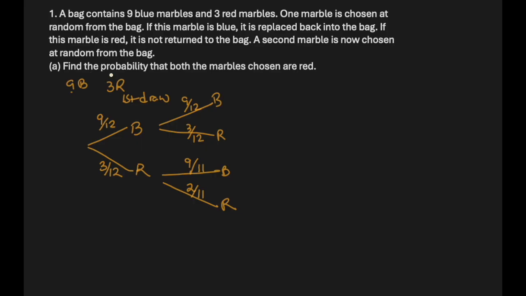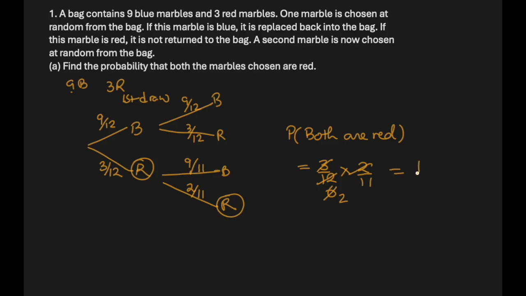Now the main question says find the probability that both the marbles chosen are red. So where are they red and red? Here in this branch they are red. There is no other branch where that is red. Both of them are red. So we can write the probability that both are red will be this first one, 3 over 12 multiplied by 2 over 11, second one, and that will be 6 over 132, so 1 out of 22. This is the probability that both the marbles drawn are red.